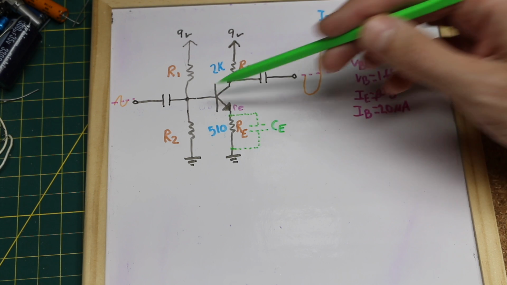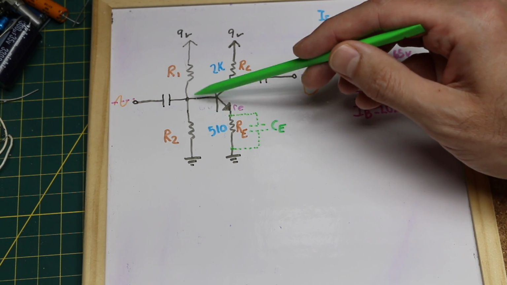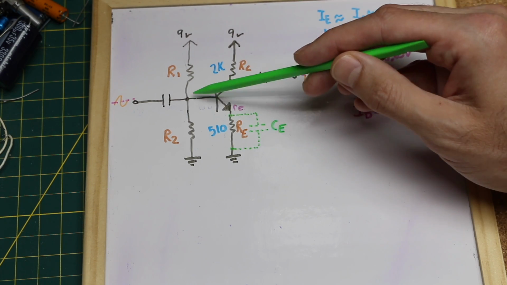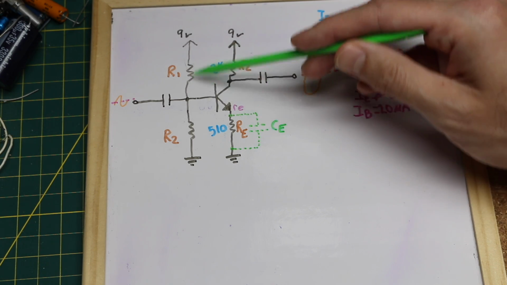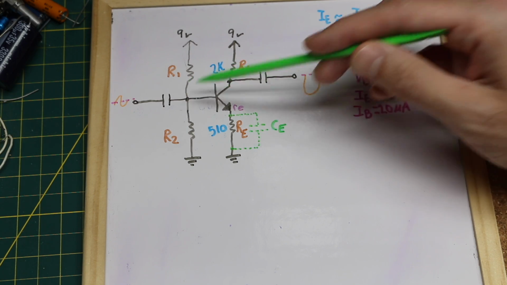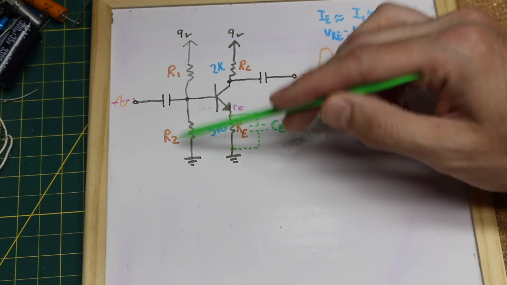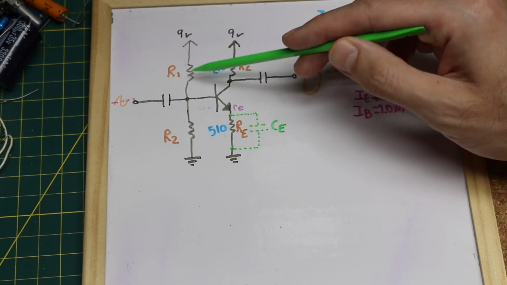Now, knowing we have a base voltage of 1.65 volts, in order to keep this voltage set by these two resistors stable regardless of changes in base current, we want to make sure the current flowing through this voltage divider is at least 10 times the base current. So I'm just going to make it 25 times base current to make sure this is stable.